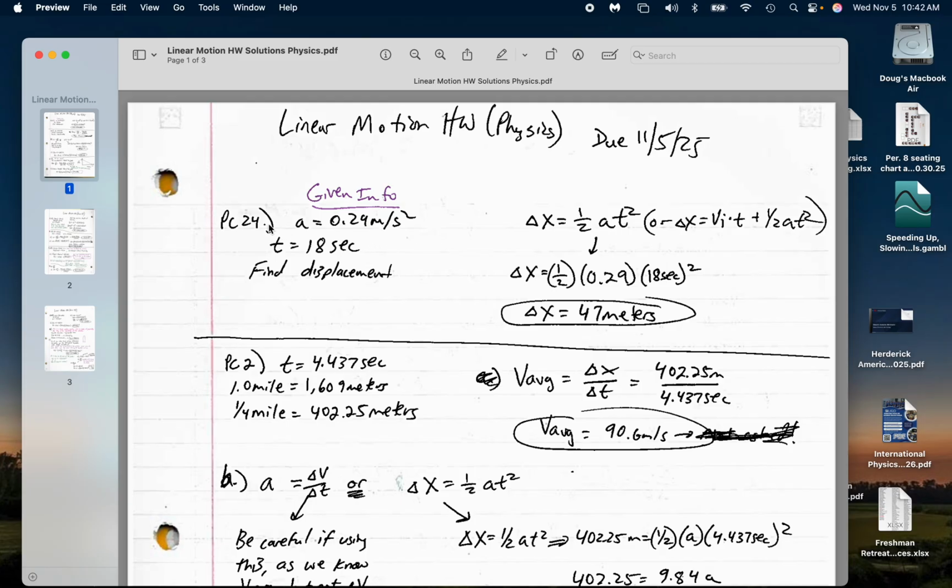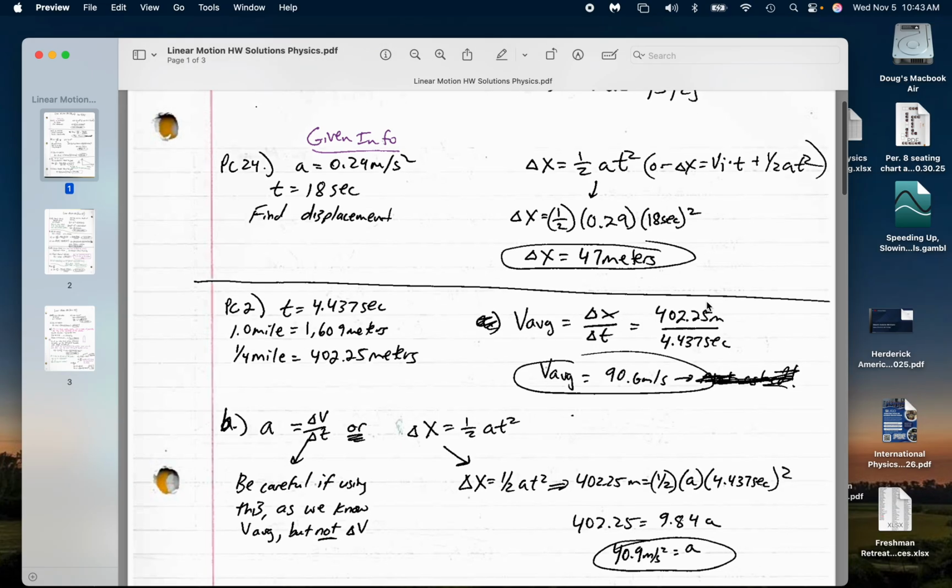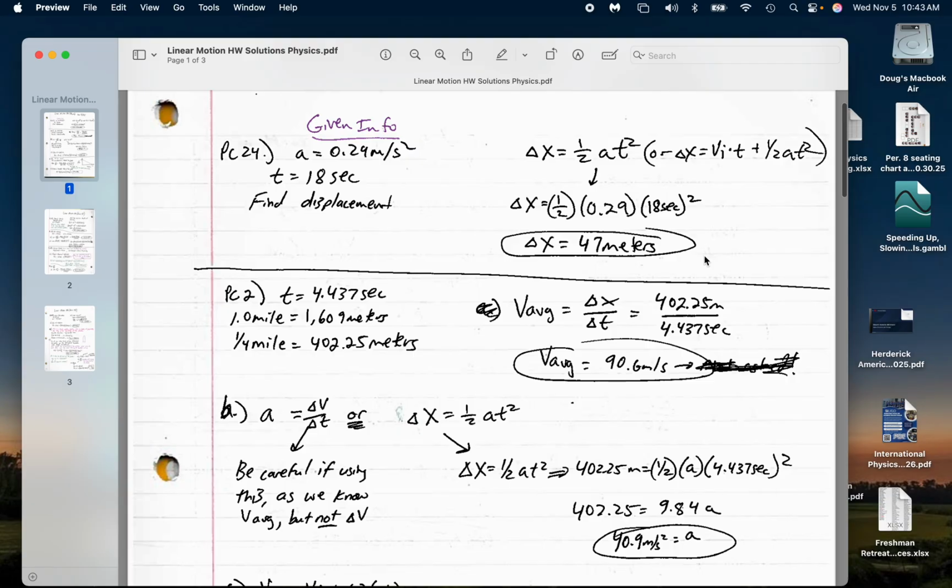For the first one, PC 24, windblown hair and can't swim ashore, or sailboating, they start from rest. They have a uniform acceleration of 0.29 meters per second squared for 18 seconds. You want to find out how far they traveled. I wrote down the given information here; I tend to like to do that in one spot. This seemed to me to be a version of Formula 4, which would work. So 1/2 a t squared, there is no initial velocity, so that whole term becomes 0. So 1/2 times 0.29 times 18 seconds squared comes up to 47 meters.